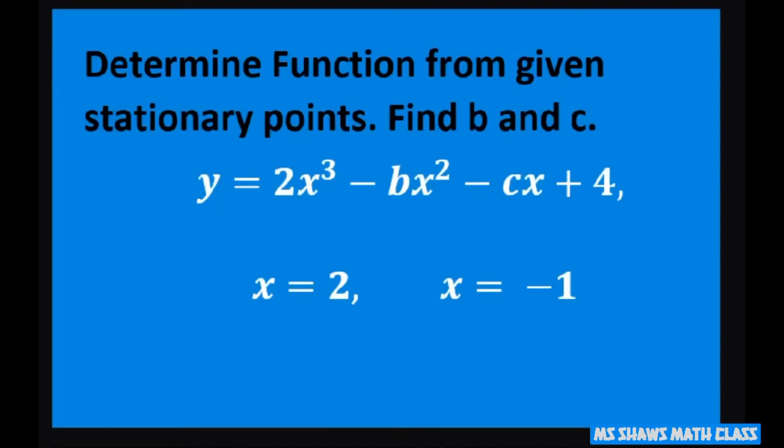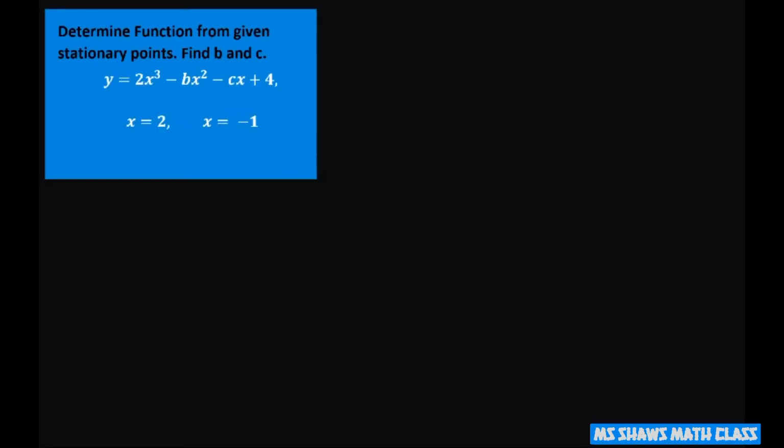Everyone, we're going to determine our function from the given stationary points. Our given stationary points are x equals 2 and x equals -1. Usually we're given the function, we take the derivative and find the stationary points. Now we're going to go in reverse order, so to speak. We're already given the stationary points, so we work backwards.